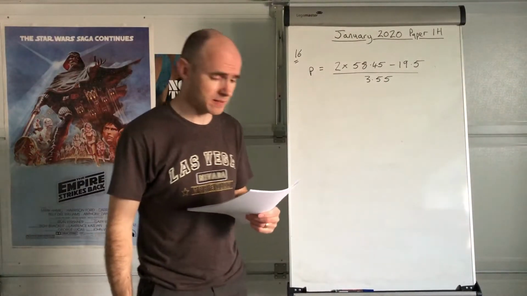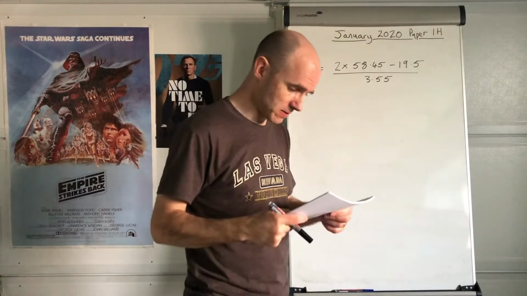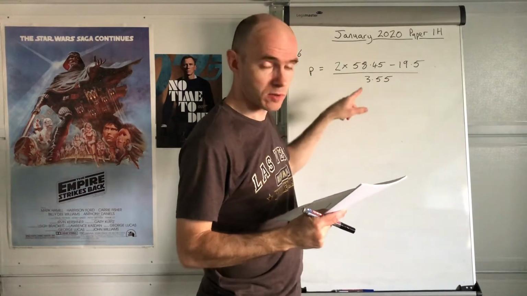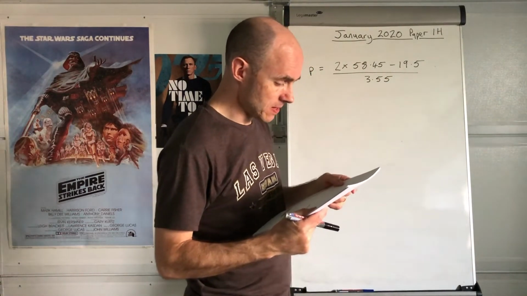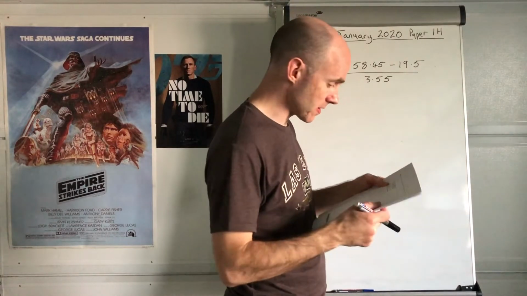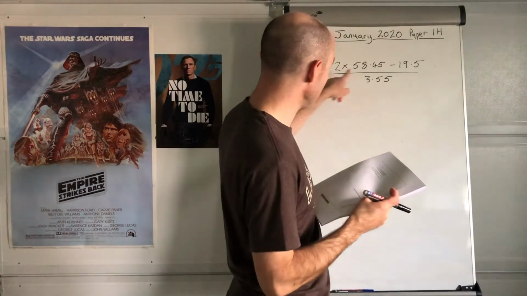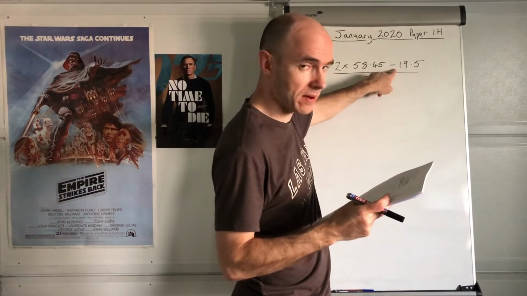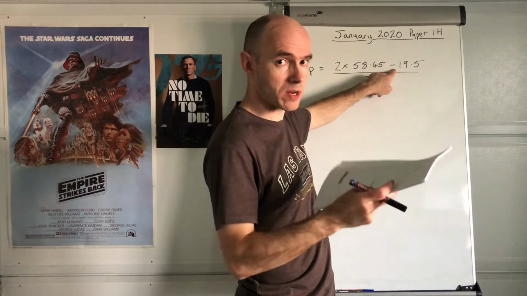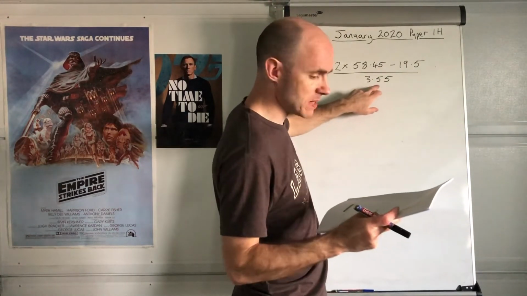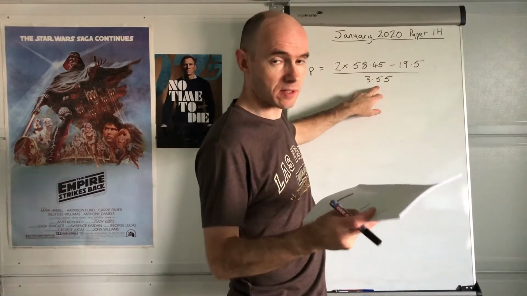Question 16. This is upper bounds and lower bounds. You're given an equation, you just substitute in the values of A, C and D. You need to find the upper bound of the final answer. So you do 2 times the upper bound for A, and then you subtract the lower bound, because you want to subtract as low a number as possible to keep your answer as high as possible. Then you divide by the lower bound of D, because you want to divide by the smallest possible number.